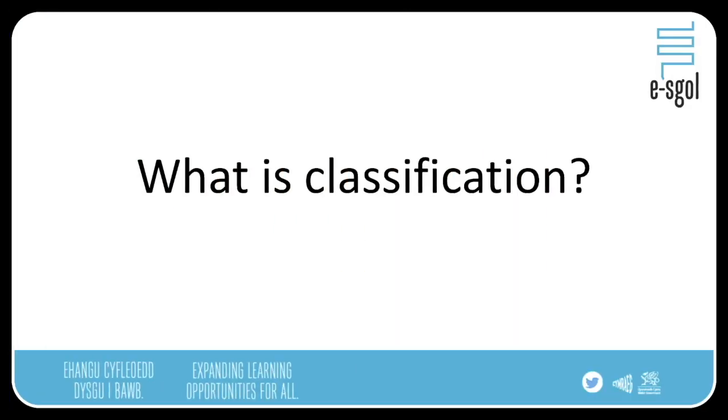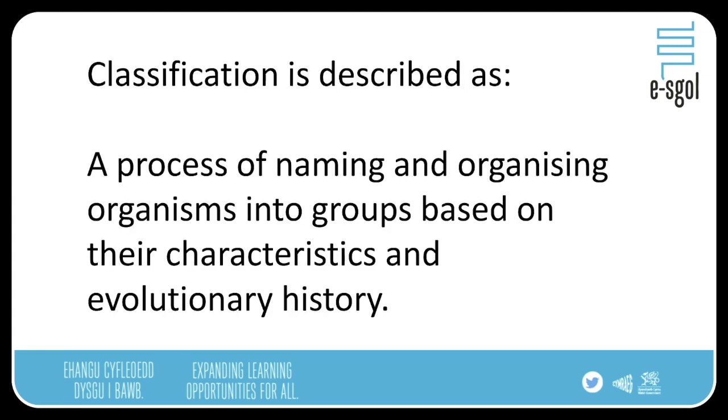What is classification? Classification is described as a process of naming and organizing organisms into groups, based on their characteristics and evolutionary history. Classification brings order to what would otherwise be an unorganized mass of organisms.